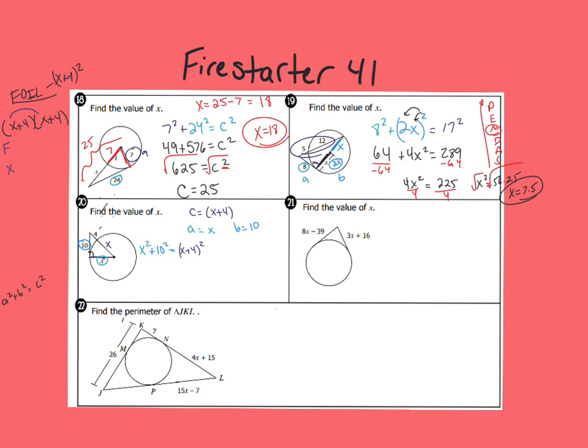So x times x is x squared. Now, I'm going to do the outside, so x goes to 4, I multiply those two together, I get 4x. So it's adding. Then I'm going to do the inside. 4 goes to x, that's going to give me another 4x.